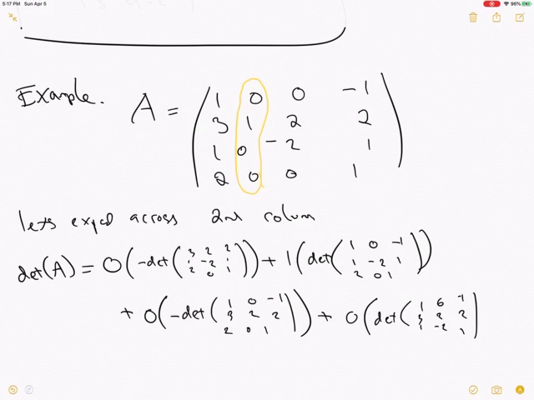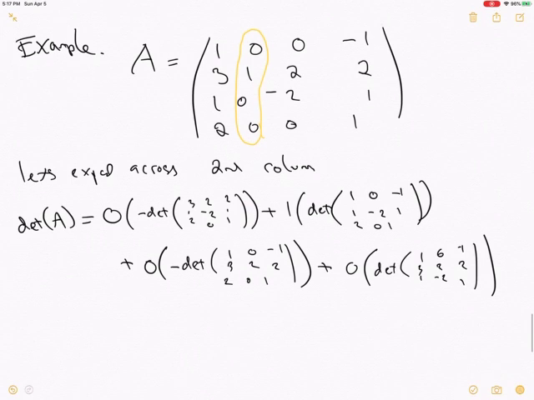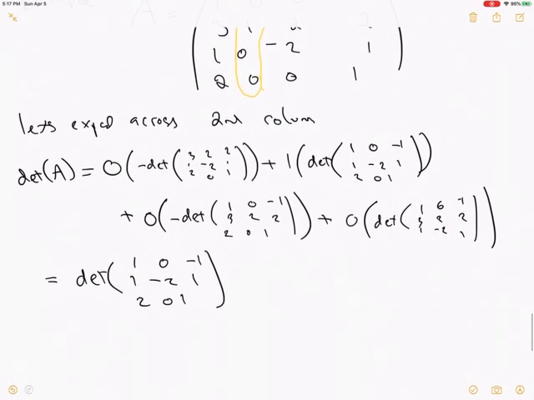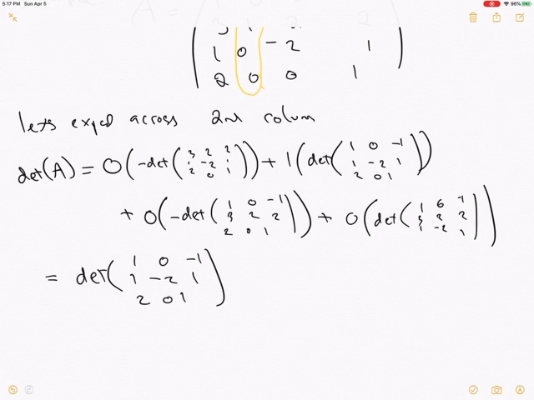1, 2, 1. Okay, so of course there's zeros in front of most of these things, so really this just becomes 1 times the determinant of this 3 by 3 matrix: 1, 0, minus 1, 2, minus 2, 1, 2, 0, 1. So the determinant of the matrix A, which is this big 4 by 4 matrix, reduces to just calculating the determinant of this 3 by 3 matrix.